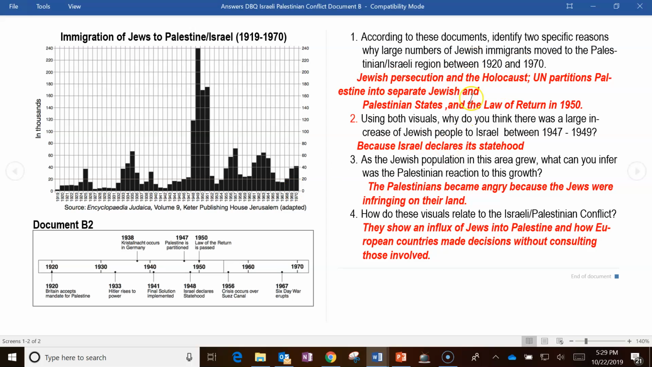And we know that during this time period, we had World War II, and the Jews were going to be persecuted, and we had the Holocaust happen, the UN partition. Then I also put the law of return, and I didn't put the creation of Israel just because that's going to be the answer to number 2. Using both of these visuals, why do we think so many Jews came in between 1947 and 1949? Well, obviously that's going to be because of the creation of Israel, and then a little bit later it'll be the law of return, but that's outside of our range of dates.